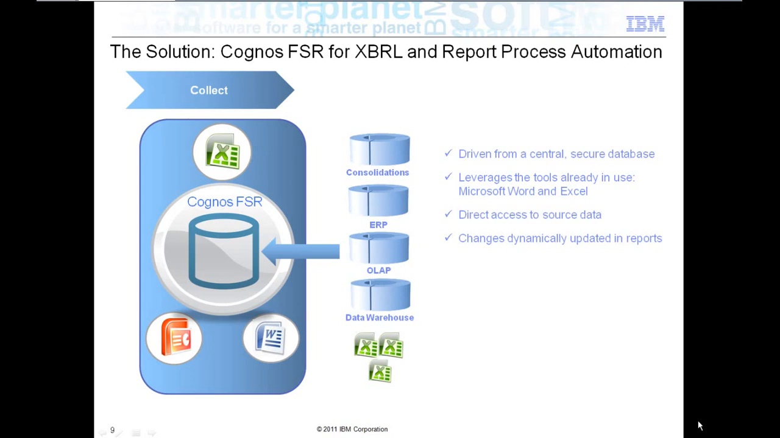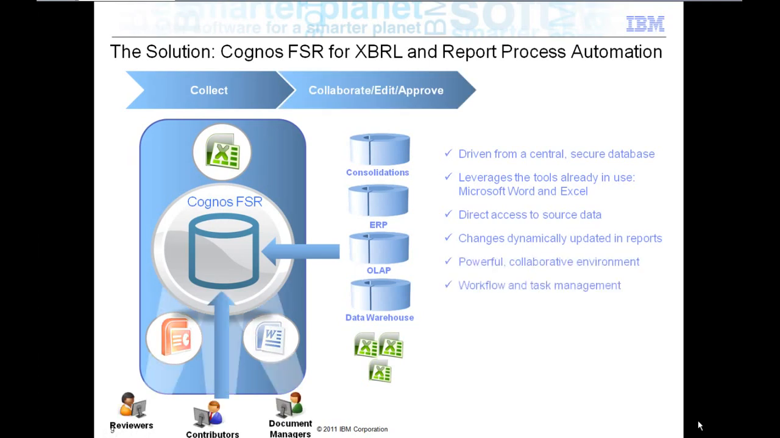The idea here is that Cognos FSR can integrate with all of those, regardless of data source, providing you direct access to source data, allowing you to see your changes dynamically updated in your reports, regardless of the output format you've chosen, and it's all going to be updated in real time, including your XBRL filings. And I'm going to discuss some of the additional benefits as it relates to XBRL, just upcoming.